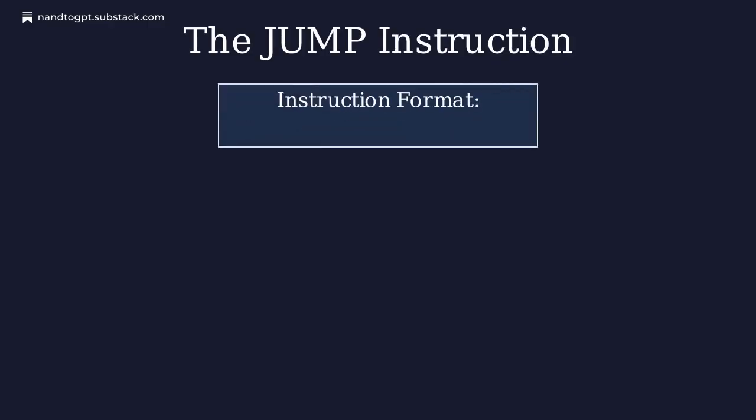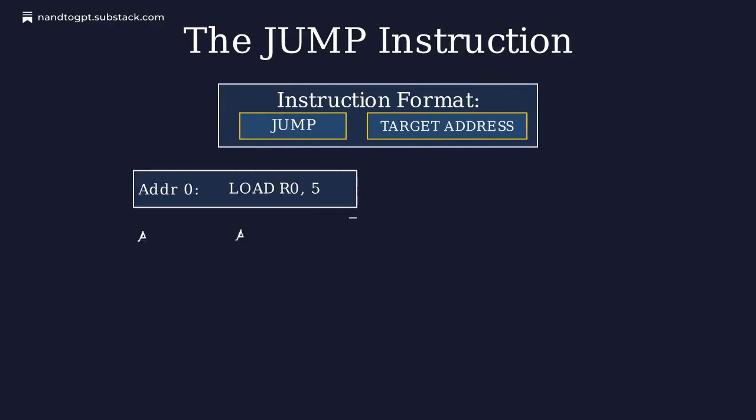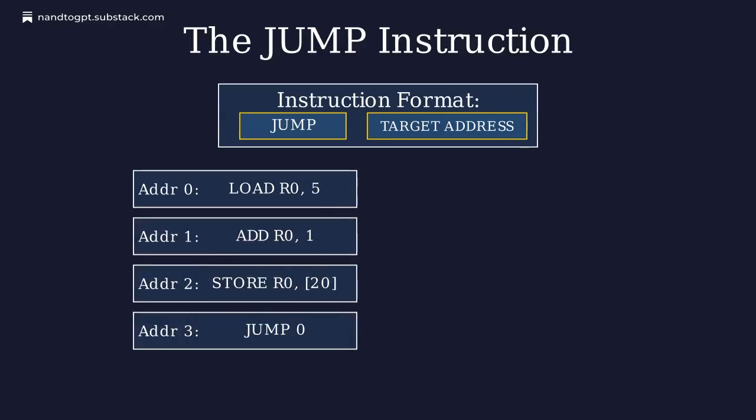The jump instruction. Instead of incrementing the PC by 1, we load a new address into it. When the CPU executes jump, it doesn't increment the PC. It replaces the PC with the jump address. Let's see it in action. Here's a program at addresses 0, 1, 2, and 3. Address 3 contains jump to 0.